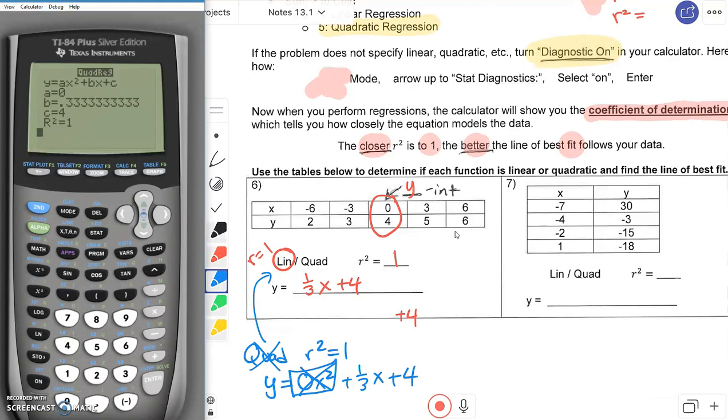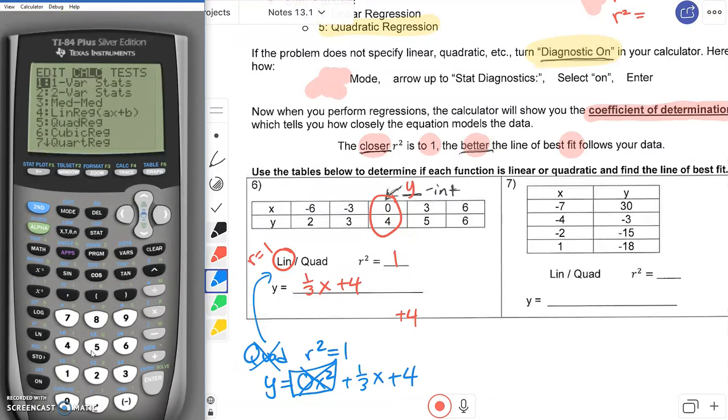Okay, so let's try number 7. Go back to stat, edit, and I'm going to clear these out. So up there, clear, enter, go up, clear, enter, and re-enter mine. So -7, enter, -4, -2, 1, and then 30, -3, -15, and -18. Okay, so got all that.